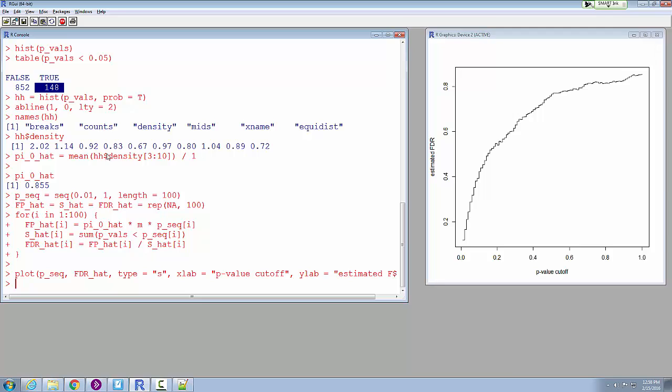So I can say something like, here's my 148 features out of our 1,000. I think these are worth investigating. How confident am I in them? Well, I estimate the false discovery rate to be 0.25. So I expect no more than a quarter of those 150-ish to be false positives.